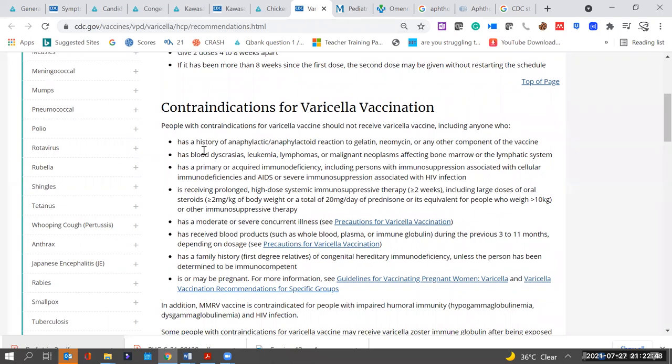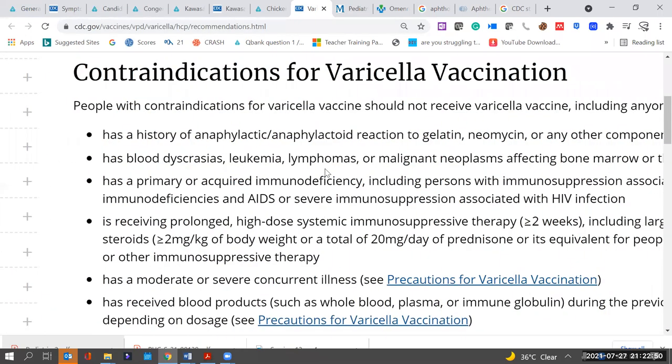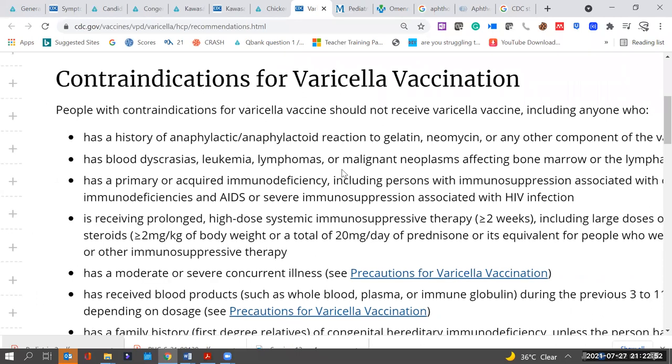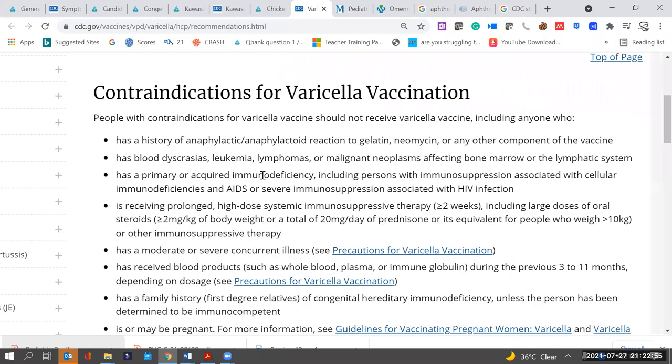As per CDC, those who have a history of anaphylactic shock or anaphylaxis, we will not give this varicella vaccine to those. Those who have any kind of blood disorders like neoplasm, lymphomas, leukemias, lymphatic system involvement, bone marrow involvement, like hepatosplenomegaly, don't give varicella vaccine. Those who are immunodeficient, either they have HIV infection or severe combined immunodeficiency syndrome, like the case mentioned in the question.